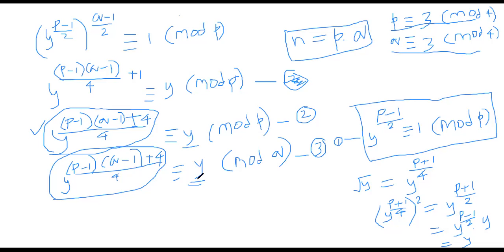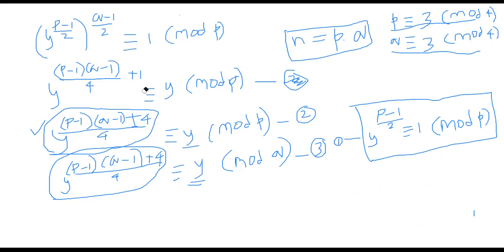Now we can easily solve this problem as follows. I'm going to make a claim now that the square root of y is nothing but y power (p-1)... I must say, one square root.